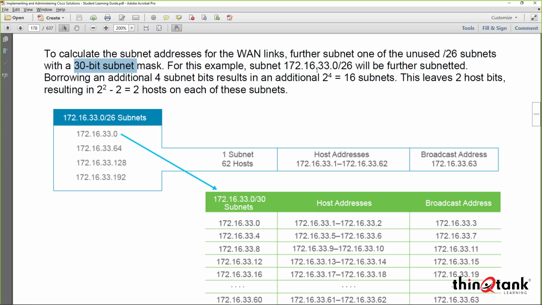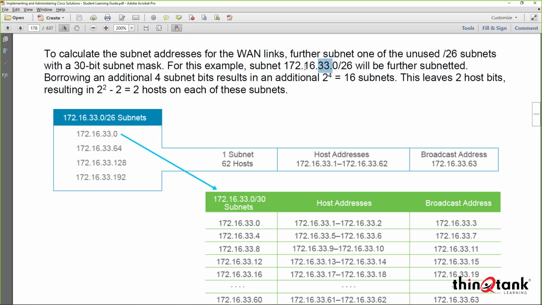All right? For example, the 33.0 subnet, which would logically be the next subnet available, because again, we started with a /20 and we went all the way down to a /26. So we could have made them all /26s if we wanted to. All right? So we borrow an additional 4 subnet bits. That's going to give us an additional 16 subnets, and that's going to leave 2 host bits. Because we went from a /26 to a /30, that leaves 2 bits left over as zeros, and 2 to the power of 2 is 4.